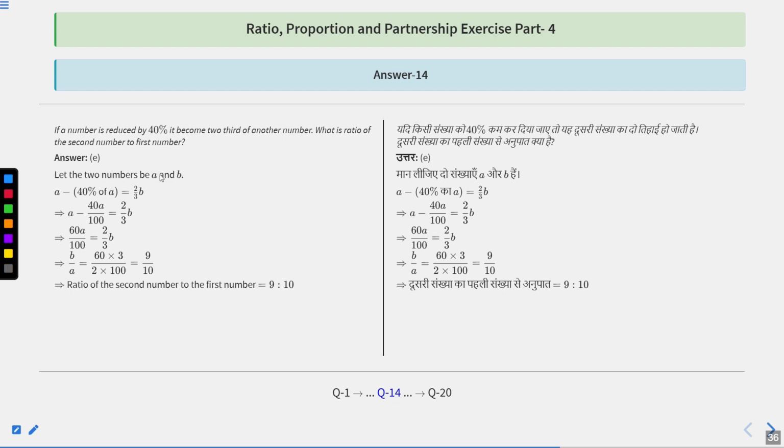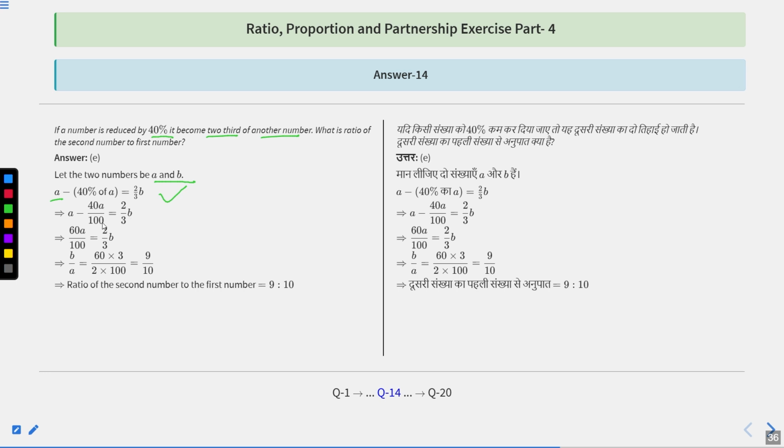Let the two numbers be A and B. Now the question says that a number is reduced by 40%, it becomes 2/3 of another number. So we can write A minus 40% of A becomes 2/3 of B. Clear? When we solve it, A minus 40% of A equals 40A upon 100 is equal to 2/3 B.